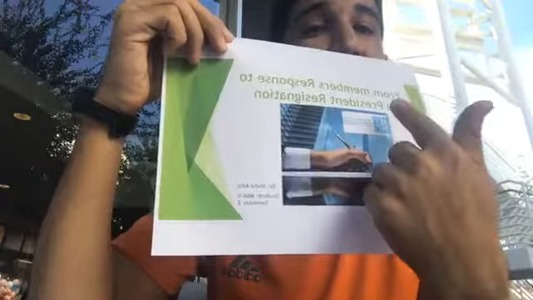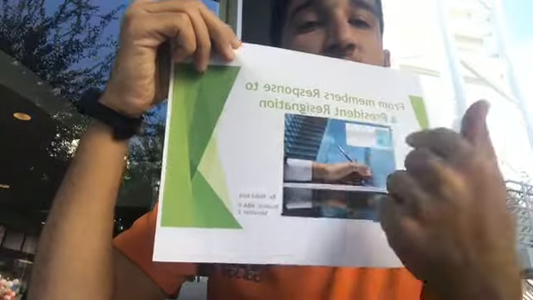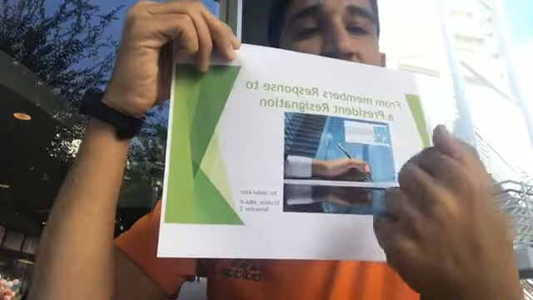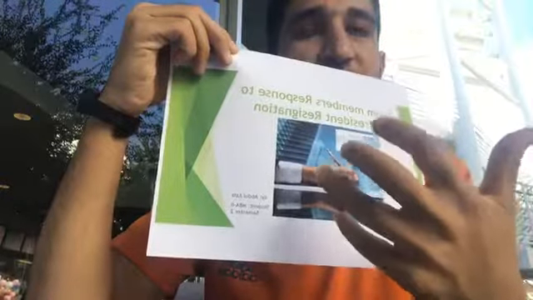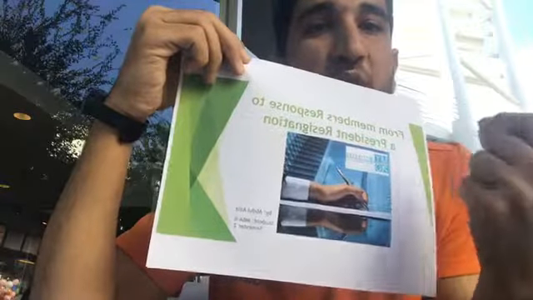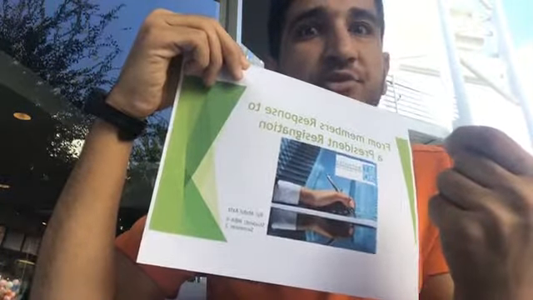So if you read the title, it is from members' response to a president's resignation, and here the picture shows that he's resigning. That's how both are linked with each other, and that makes it way easier for your audience to get the message before you start.